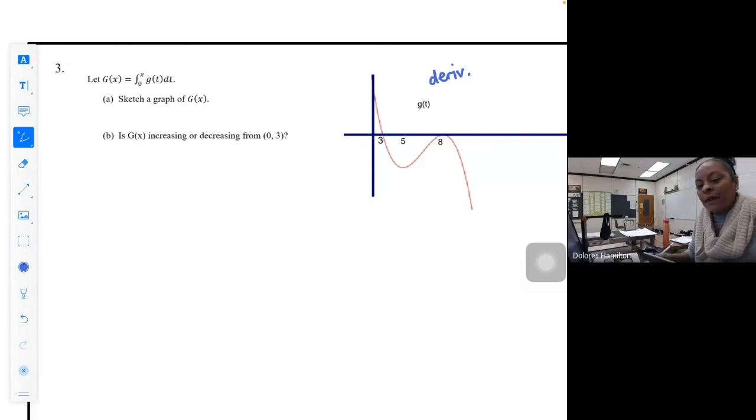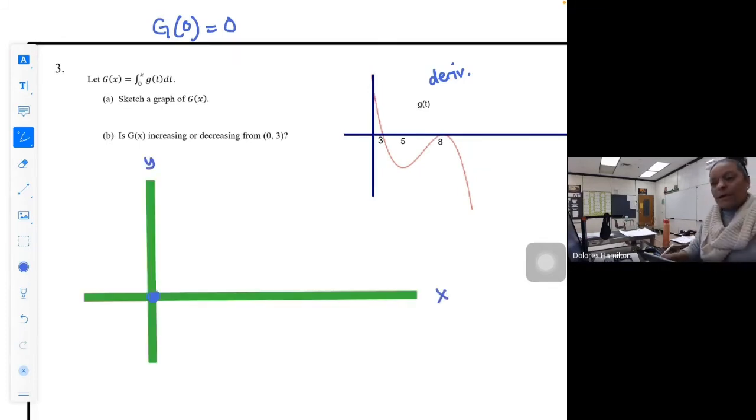Do I have an initial value? Did they give me a value so I could start it and not have a general solution? They did, but it's disguised. The initial value that we know is g of 0. Think about what g of 0 is. Let's plug in 0 for x. That would give us g of 0 equals the definite integral from 0 to 0. Well, what does that give me? 0. So I know one value. I know 0, 0. So here's my axes. Great.